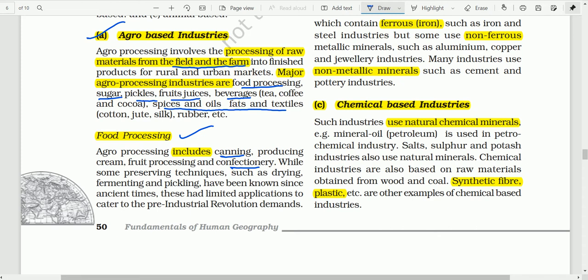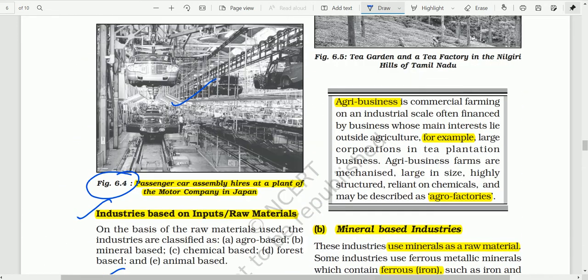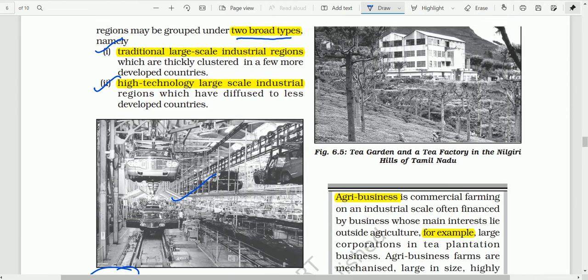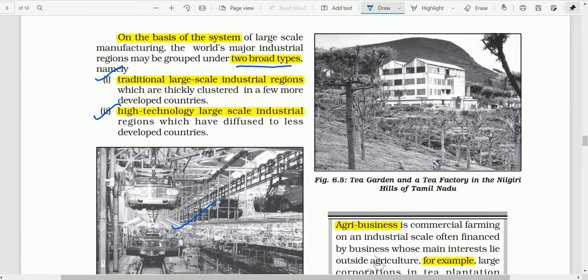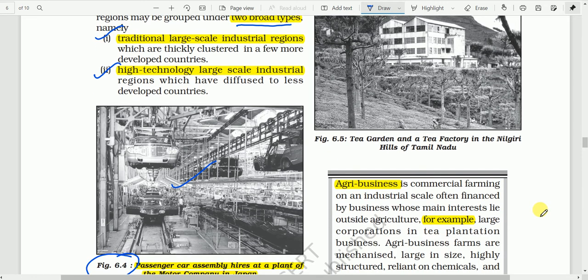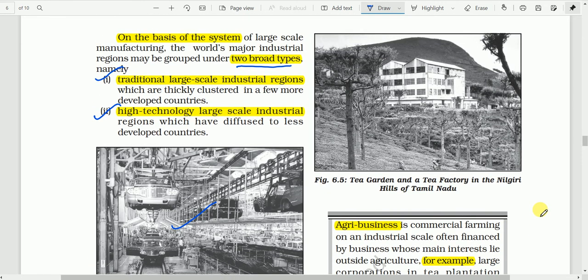Then some preserving techniques such as drying, fermenting, and pickling have been known since ancient times. These had limited applications to cater to pre-industrial revolution demands, and nowadays it is also mechanized, and production is done on a large scale. This photograph shows a tea garden and a tea factory. So this is the tea factory, and this is the tea garden in Nilgiri Hills in Tamil Nadu.